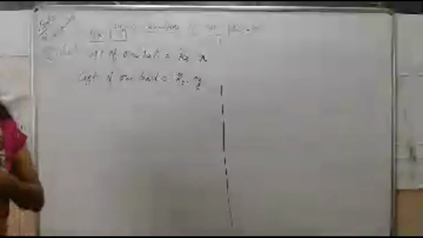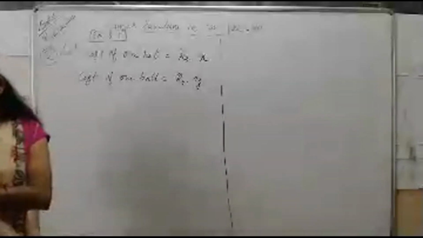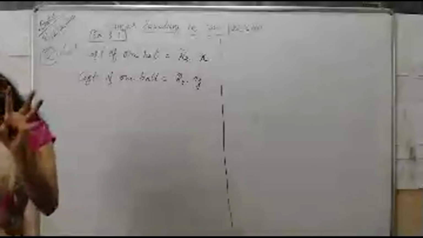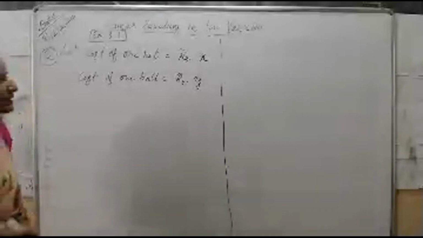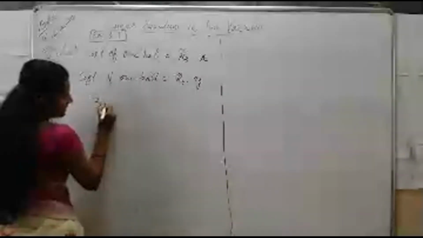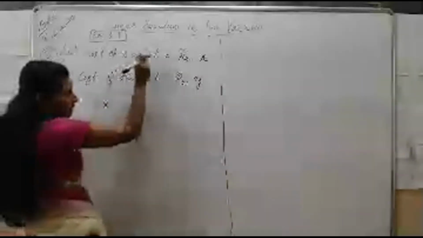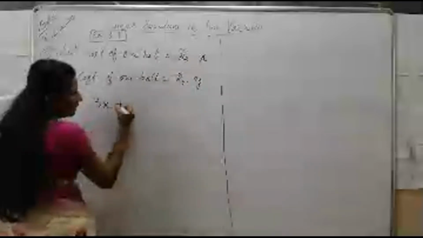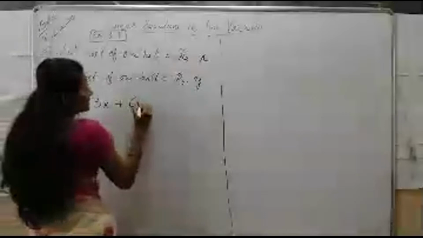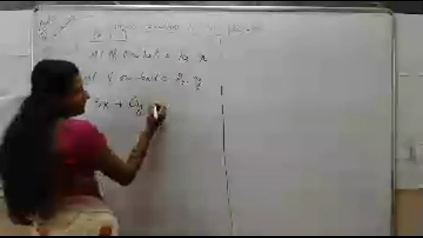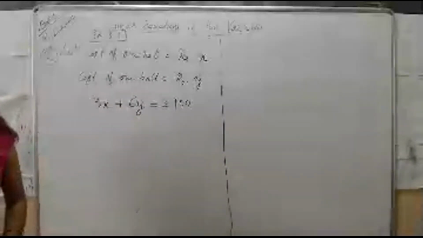What we have to do by using the given statement? A coach of a cricket team buys how many bats? 3 bats. What we have taken for one bat? x rupees. And how many balls? 6 balls. Ball is y. For how many rupees? 3,900 rupees.